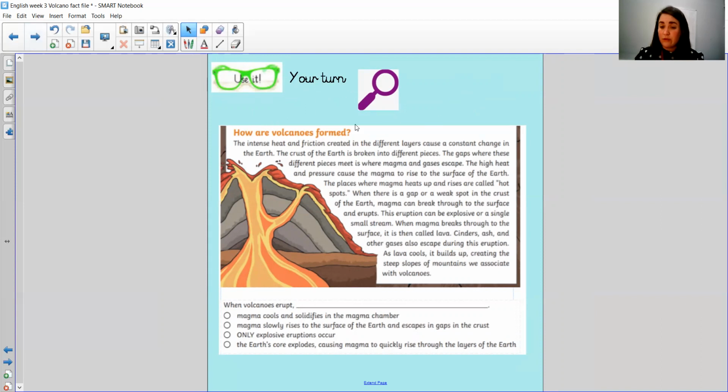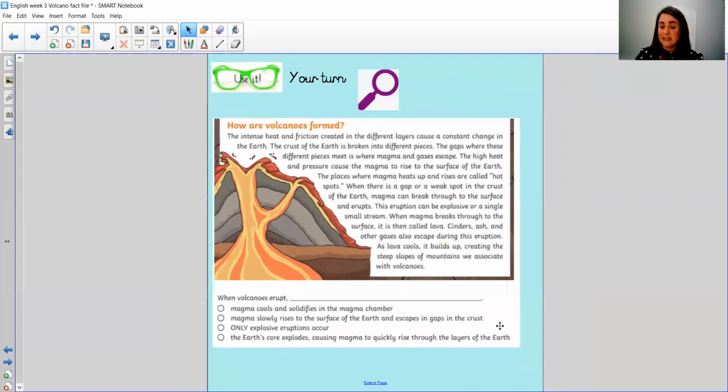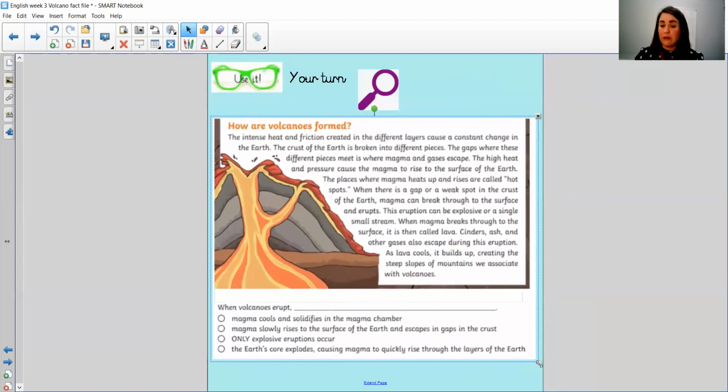We're going to use the retrieval finder again. And I've cut off a section of an existing non-chronological report again. The only part that I want you to read about is this bit here, how volcanoes are formed. There's a big chunk of writing there. I want you to read through this information. So I want you to pause the screen and read through this information. And you're going to just answer this one question.